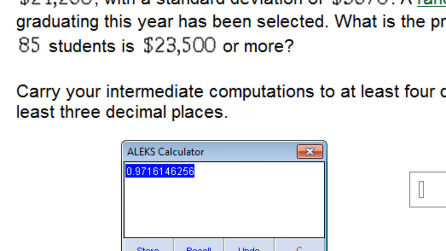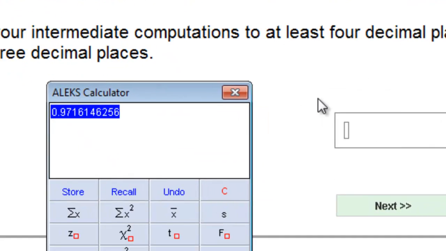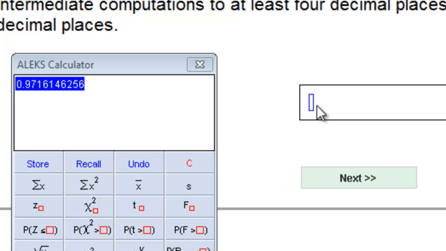And when I do, I get my answer is 0.9716. And that's what I'm going to put in here. 0.9716 is actually 0.97161, so my rounding is okay. I missed the 16. I don't need that extra 1 there. Okay.